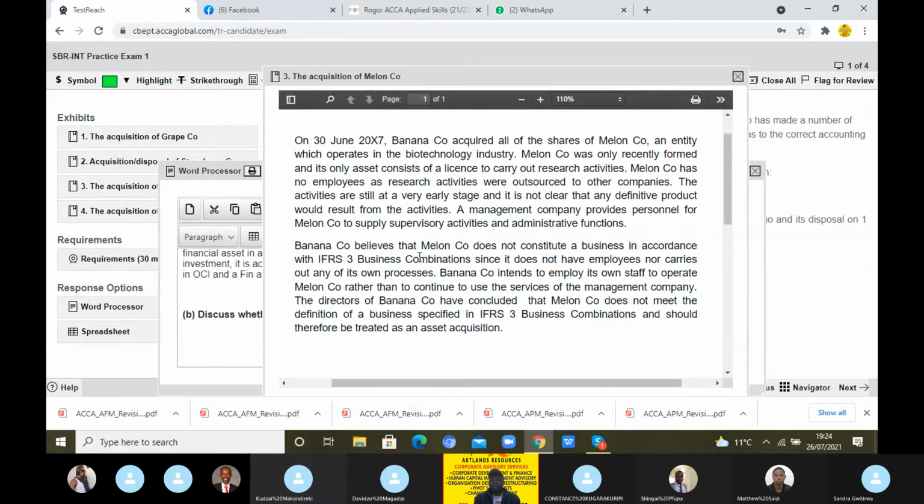Banana intends to employ its own staff to operate Melon Company rather than continue to use the services of a management company. The directors of Banana Company have concluded that Melon Company does not meet the definition of a business specified in IFRS 3 Business Combinations and should therefore be treated as an asset acquisition.